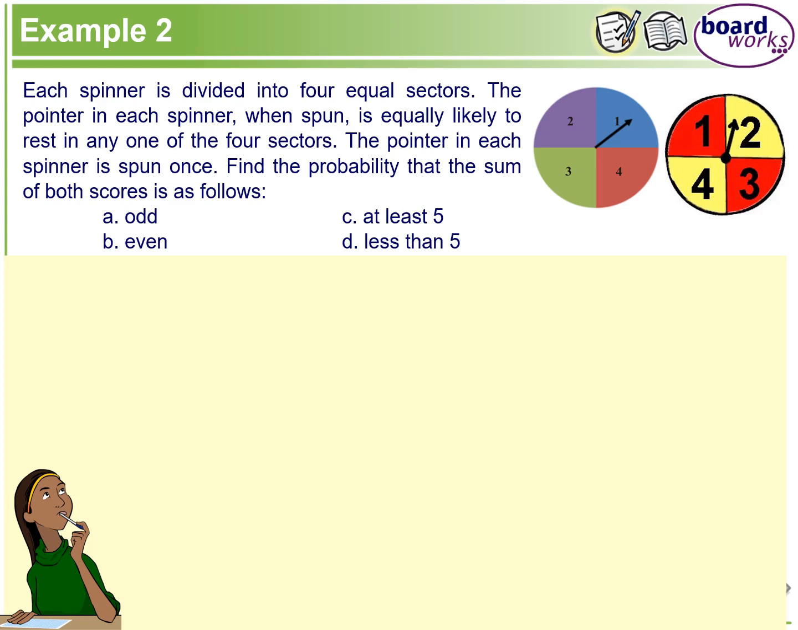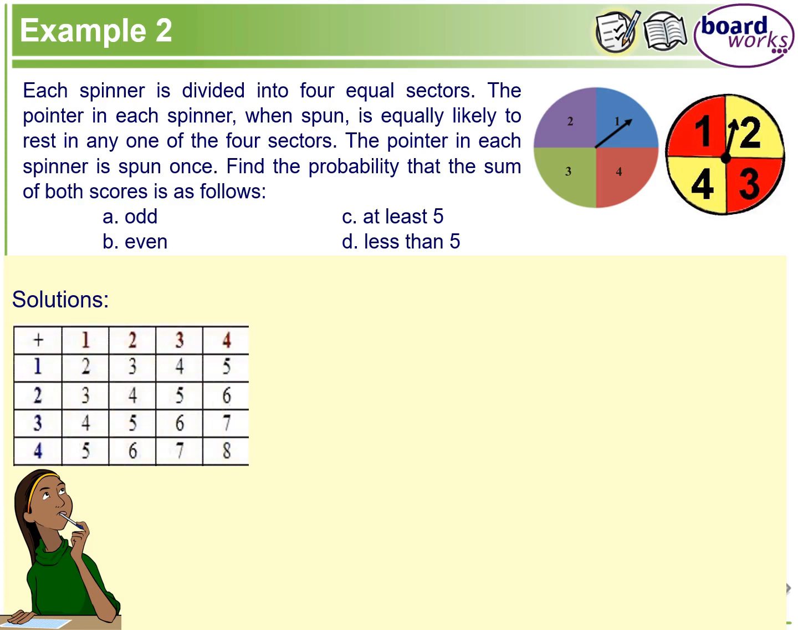So let's solve letter A. An efficient way of showing all outcomes is through a possibility diagram. This diagram shows a total of 16 outcomes. So when you spin the first spinner, we will have 1, 2, 3, 4. In the second spinner, we have also 1, 2, 3, 4. So when you add 1 plus 1, that is 2, 1 plus 2, that is 3, 1 plus 3, that is 4, and so on and so forth. And there are 16 total outcomes. So the total possible outcomes is 16.